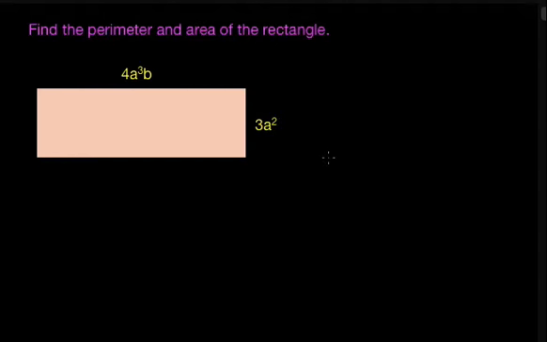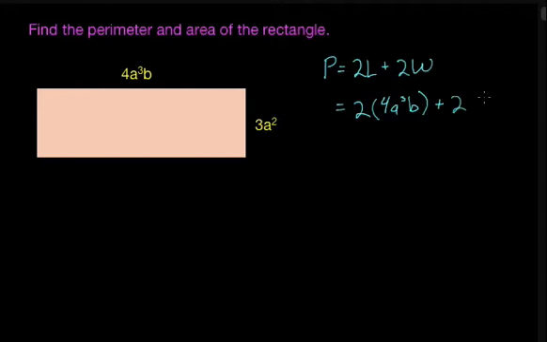All right, let's see how you did. So I'm going to start out with the perimeter. I know that perimeter of a rectangle is just 2 times the length plus 2 times the width. Now, since I'm given length and width, all I have to do is substitute those values into this formula, and I've got my answer once I simplify. So 2 times the length, which is 4a cubed b, and we're going to add that to 2 times the width, which is just 3a squared.